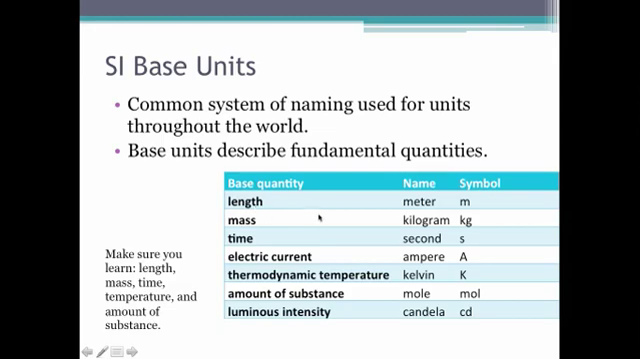You're familiar with them. So for example, when you're measuring length, of course, you measure them in units called meters, and they have a symbol associated with them. So for a meter it's a small m, for mass it's a kilogram, kg, times a second s, etc.